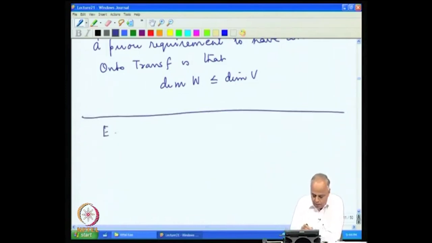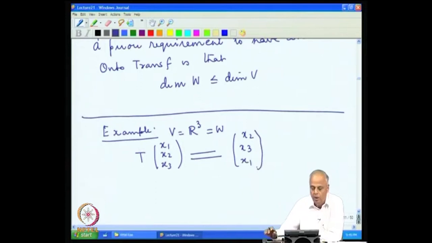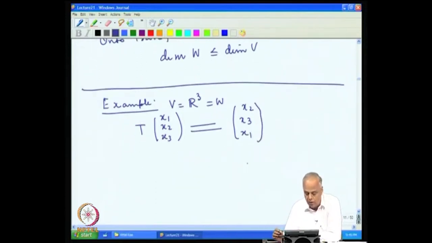Now, let us look at a simple example. Let us consider the first example we had for 1-1 transformation again. We have V equal to R 3 and we take W also R 3 and we define T as (x 1, x 2, x 3) going to the vector (x 2, x 3, x 1), a permutation of the coordinates. We had this already as a 1-1 transformation, and let us check whether this is an onto transformation. To check whether it is onto, we want to see whether every vector in W can be written in the form T of some x in V.